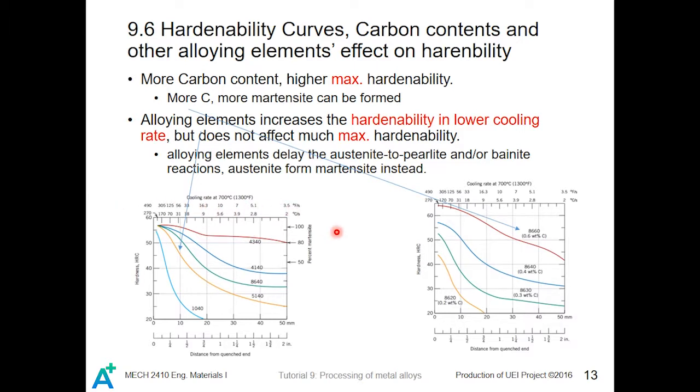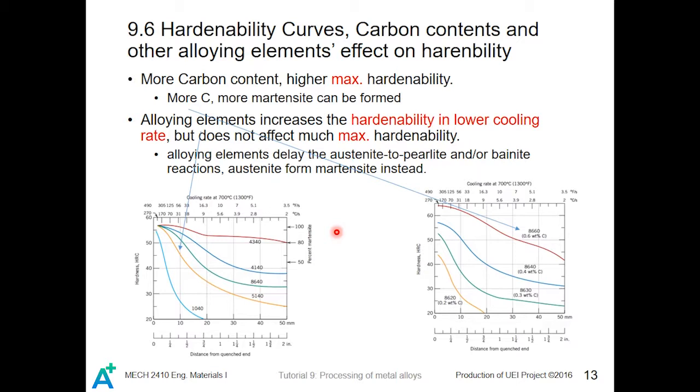And we can also discuss the effect of carbon content and the other alloying elements in different kinds of steel alloy on their hardenability. For more carbon content, the maximum hardenability of the steel alloy will be increased, because more carbon can be used to form the martensite.